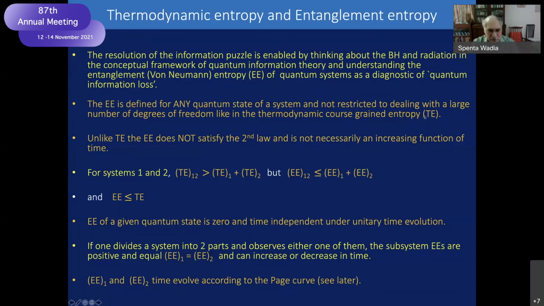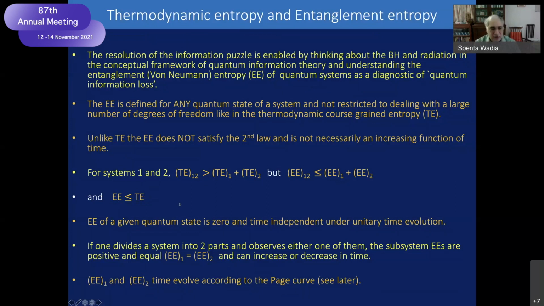Unlike the thermodynamic entropy, the entanglement entropy does not satisfy the second law of thermodynamics. It is not necessarily an increasing function of time. For example, if you have two systems, 1 and 2, then the thermodynamic entropy of 1,2 is always greater than that of 1 plus that of 2. It's the other way around for the entanglement entropy. Very, very important difference. The other important point is that the thermodynamic entropy always bounds the quantum entanglement entropy. This is just the log of the number of degrees of freedom. It is a bound on the entanglement entropy.